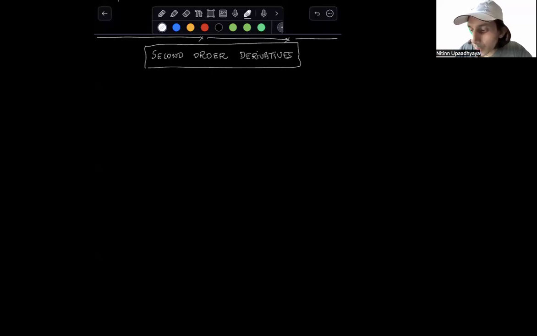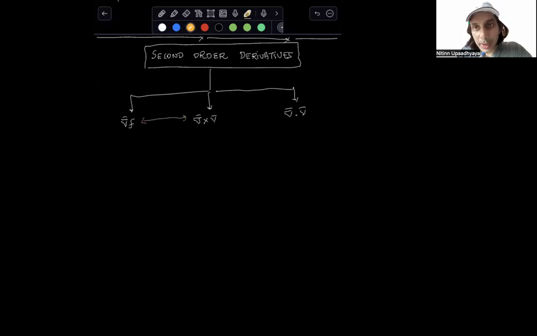So as a quick reminder, let me just write down the three first order derivatives we've already worked out. So we have del f, which is the gradient. We have the curl of a vector field, del cross v. And then we have the divergence of a vector field, del dot v. Now, these two, as we have been emphasizing, are themselves vectors, whereas the divergence is a scalar. So this is a scalar.